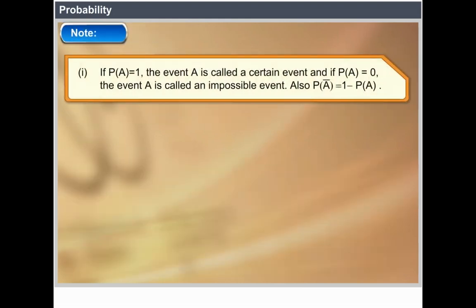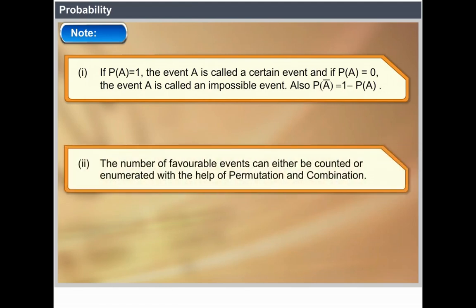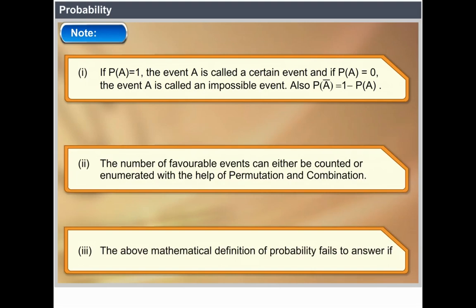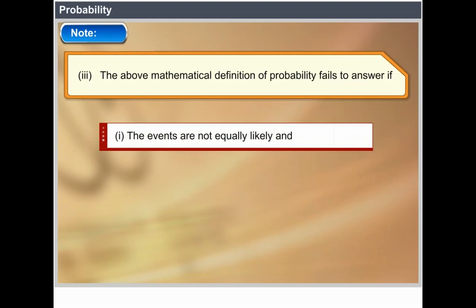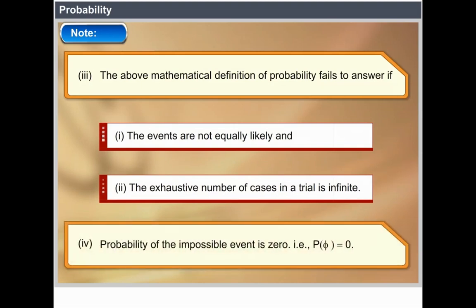Note number 1. If P(A) = 1, the event A is called a certain event, and if P(A) = 0, the event A is called an impossible event. Also, P(A bar) = 1 − P(A). Number 2. The number of favorable events can either be counted or enumerated with the help of permutation and combination. Number 3. The above mathematical definition of probability fails to answer if 1, the events are not equally likely, and 2, the exhaustive number of cases in a trial is infinite. Number 4. Probability of the impossible event is 0, that is, P(empty set) = 0. We can also call P(phi) = 0.